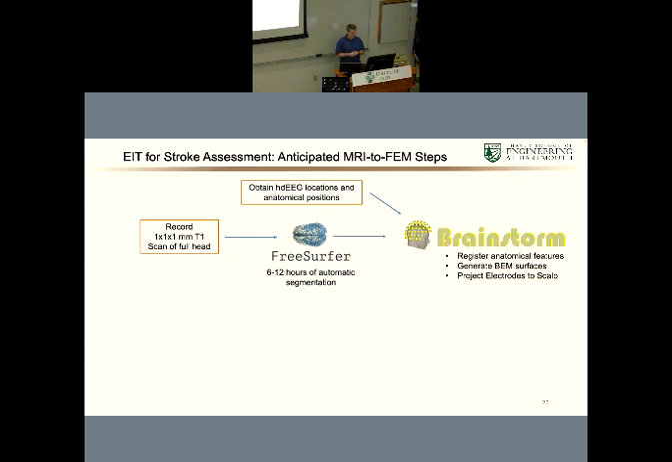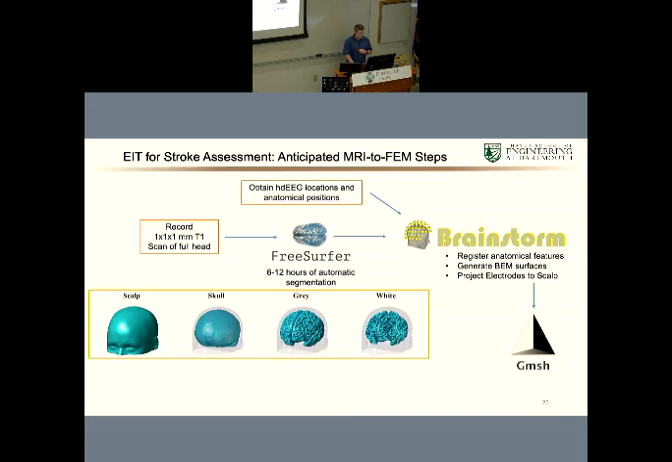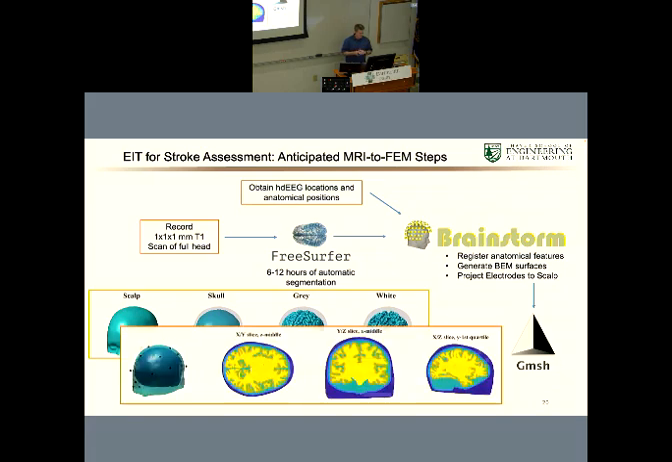We could use some other brain science software called Brainstorm, register anatomical features, bring the EEG locations into it, generate some surfaces, call up some finite element meshing software, make some pretty pictures, and then have some cool finite element meshes so we can do all our nice modeling in first one.